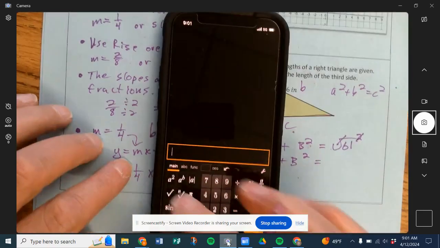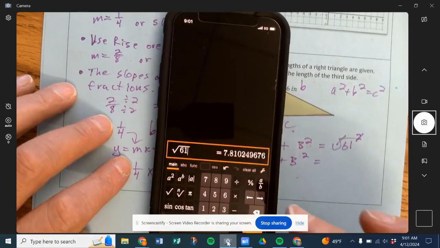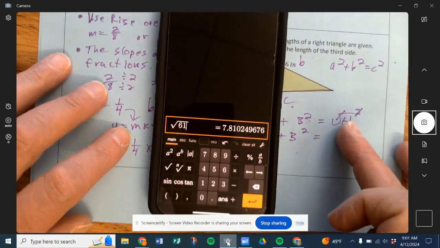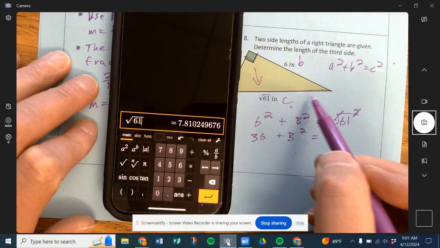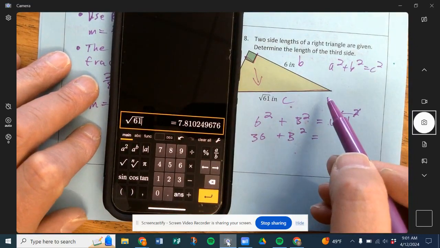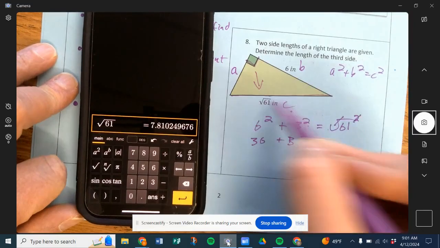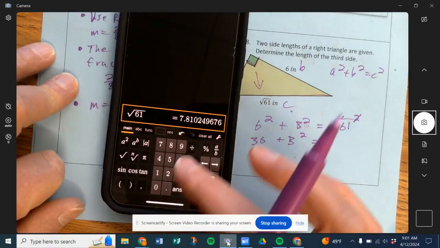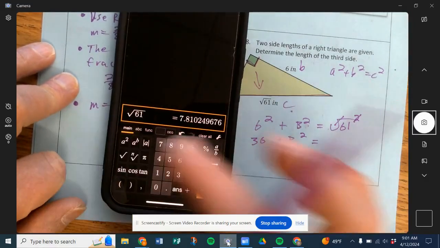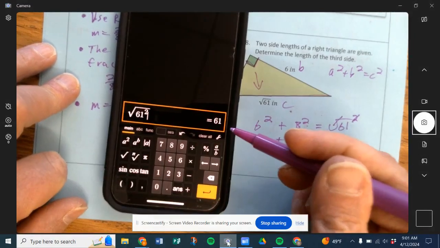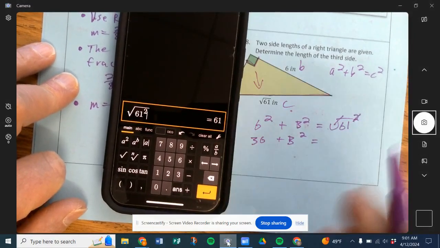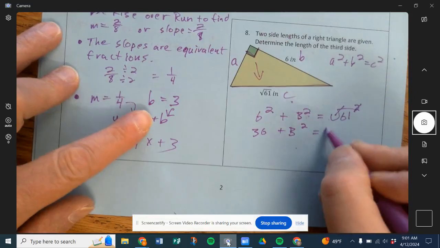If I were to take this and put it into a calculator, I get 7.1. You might be tempted to think that's your answer, but I'm looking for this side, not the length of that side. So when we square this, it should bring us back down to 61. The square root and the square cancel each other out to 61.